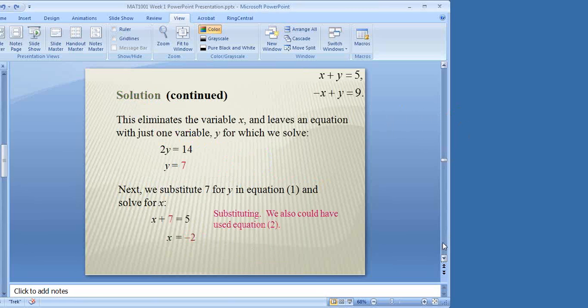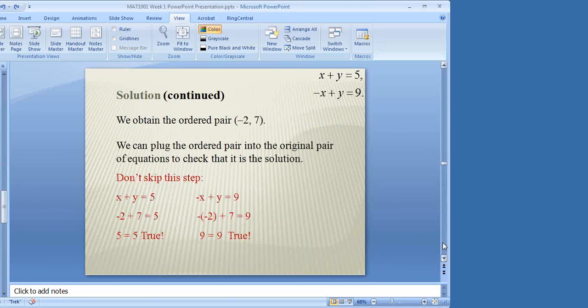And then, like before, I can take that and substitute it into either equation, and when I do, I will find the value for x. And then I see that my solution is negative 2, because that's what I got for x, and 7. Got to put it in parentheses, because parentheses tell us we have a point.